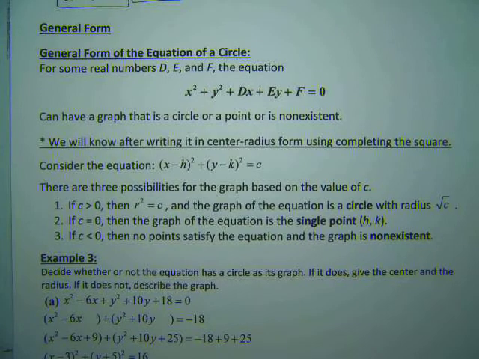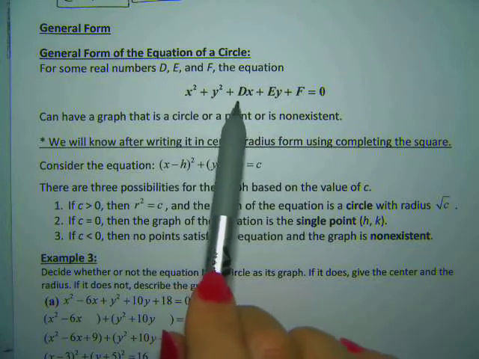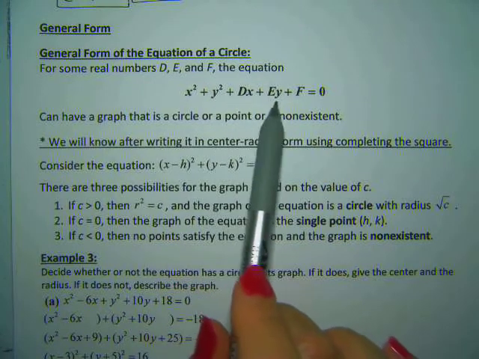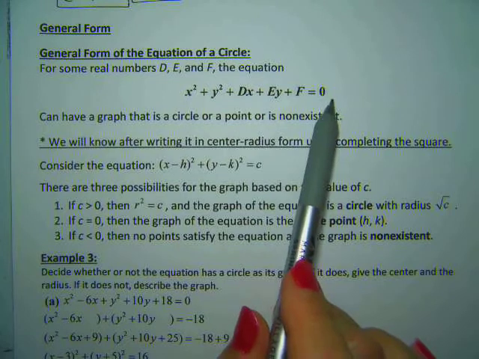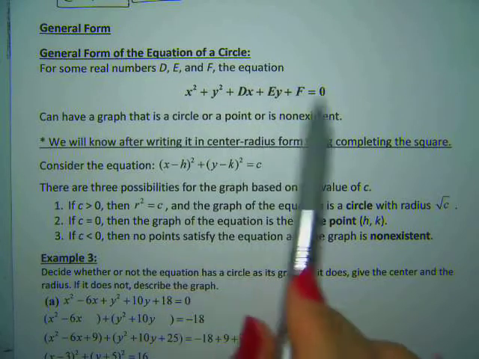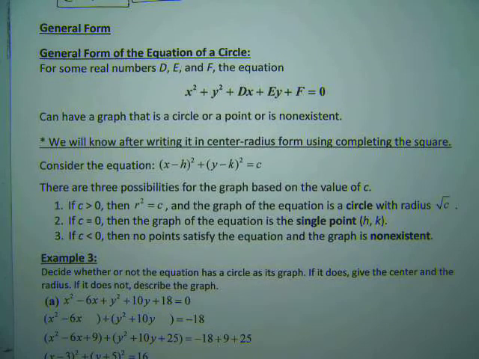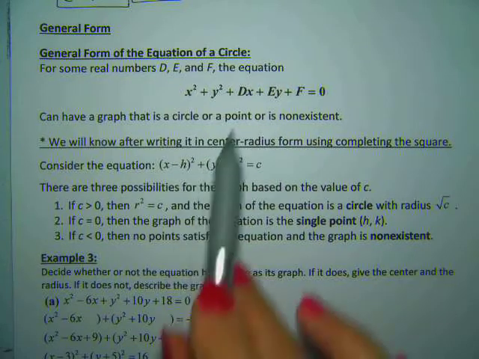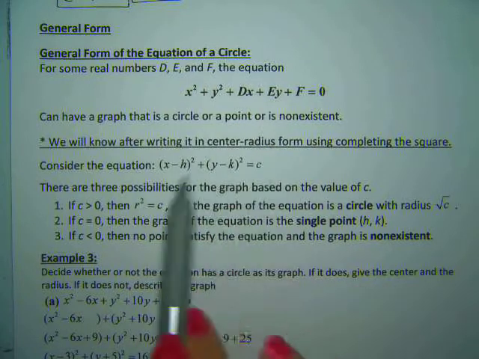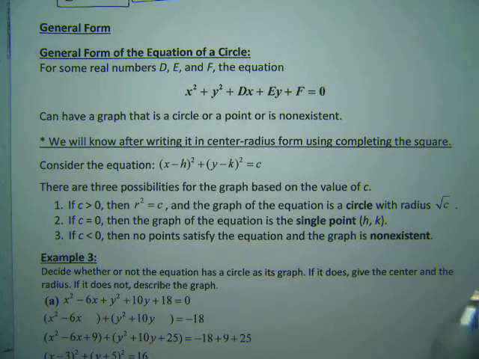The general form of the equation of a circle is given by x squared plus y squared plus dx plus ey plus f equals 0. This is very complicated looking, and we cannot tell what the center or the radius is by looking at it. So we need to change this to look like this, and we'll see how we're going to do that in a minute.